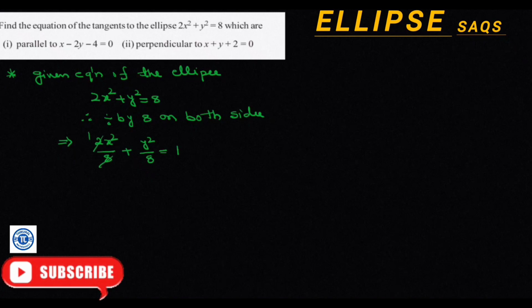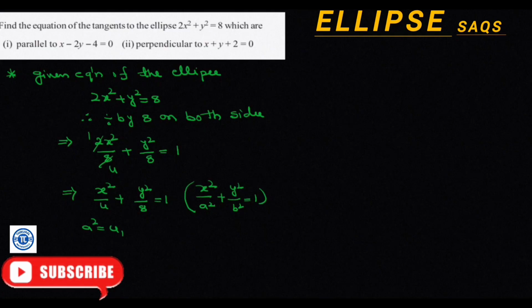Here 2 1s are 2, 2 4s are 8, which implies x square by 4 plus y square by 8 is equal to 1. Okay, now is in the standard form x square by a square plus y square by b square equal to 1, where a square is equal to 4 and b square is equal to 8. Okay, now first question.